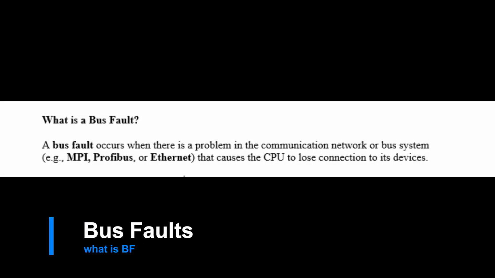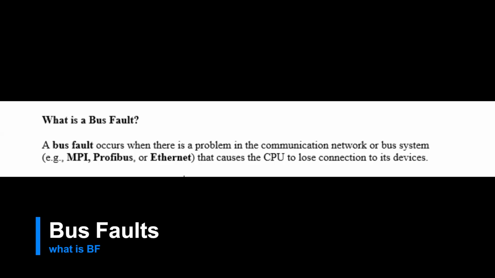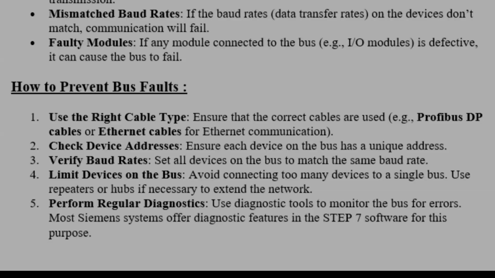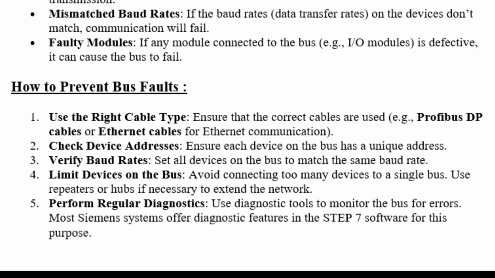A bus fault occurs when there is a problem in the communication network or bus system, for example MPI, Profibus, or Ethernet, that causes the CPU to lose connection to its devices. There are some points on how bus faults occur in the CPU: overloaded communication bus, cable damage, mismatched baud rates, and faulty modules. How to prevent bus faults? Take a screenshot for future help.